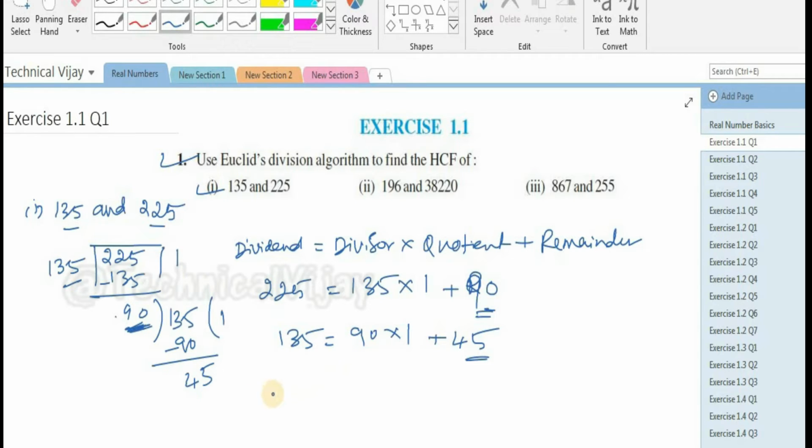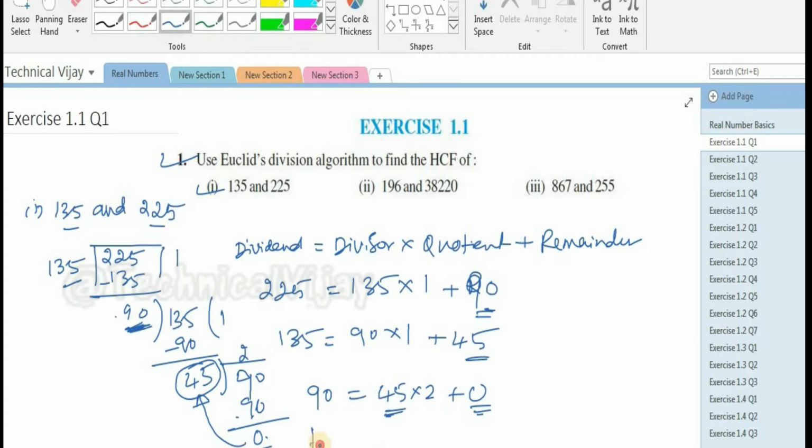Again this remainder is not equal to 0, so further we have to go on dividing. Now this 45 again divides 90. 45 into 2 will be 90. Now the remainder becomes 0. So we write 90 is equal to 45 into 2 plus 0. Whenever the remainder becomes 0, the very next divisor will be the HCF of the two numbers. Hence the HCF of 135 and 225 is equal to 45. This is the Euclid's division algorithm method to find the HCF.